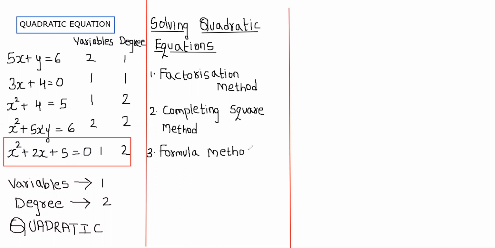Formula method is also called the Sridhar-Acharya formula method. Sometimes the sum may come like this: solve the following quadratic equation by Sridhar-Acharya formula method. So keep that thing in mind. And the fourth thing we are going to study in this chapter is the discriminant and nature of roots. Okay, what is discriminant and what are the nature of roots?